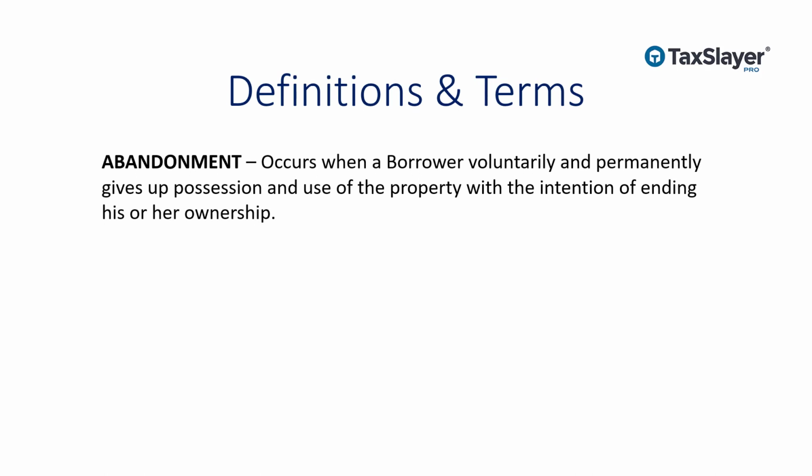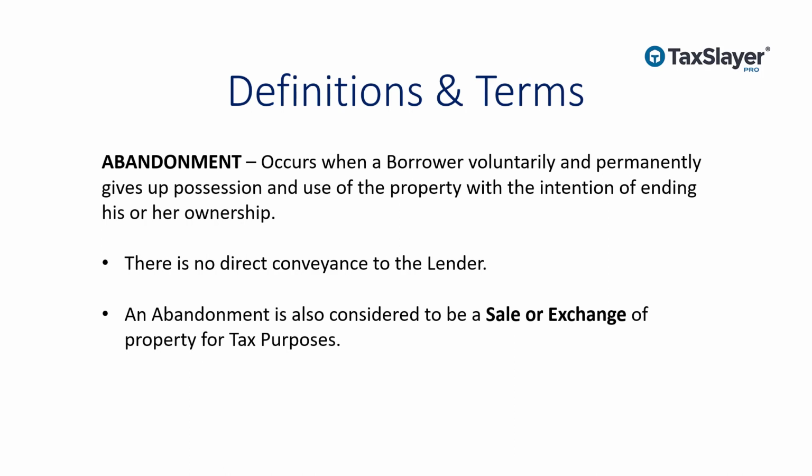Abandonment occurs when a borrower voluntarily and permanently gives up possession and use of the property with the intention of ending his or her ownership. There's no direct conveyance to the lender. An abandonment is also considered to be a sale or exchange of property for income tax purposes. An abandonment is most often reported on Form 1099-A.